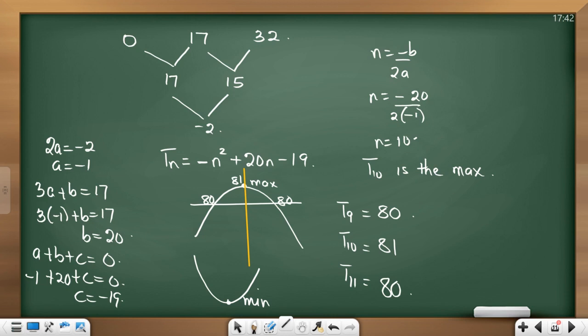So anytime you see the word maximum or minimum, it's similar to your calculus. If you remember applications of calculus, when do we derive? We derive when the examiner says maximum or minimum.